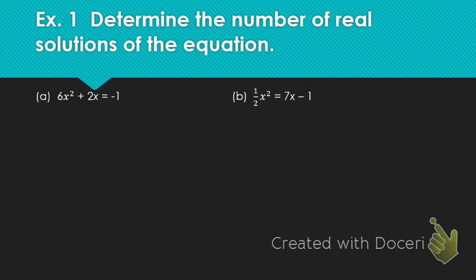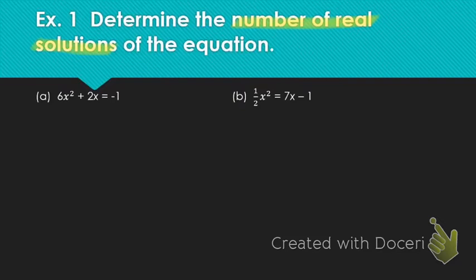Now, in example 1, pay attention to what they're asking you to find. It says determine the number of real solutions of the equation. So are they asking us to actually find the solutions? No. So I want you again to take your highlighter and highlight number of real solutions. Because at this point, if you see this on a quiz or a test or a homework, you have to know, how do I find the number of real solutions? This is where you're going to use the discriminant.